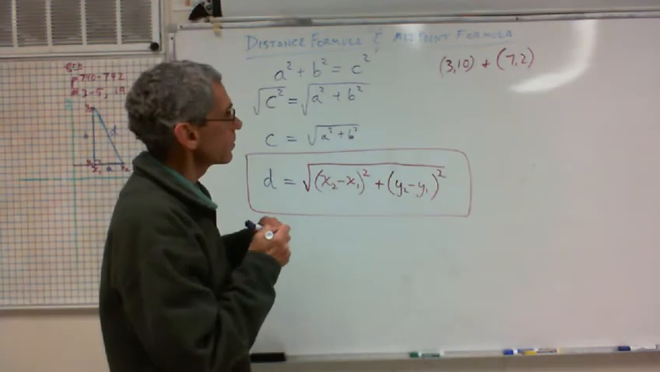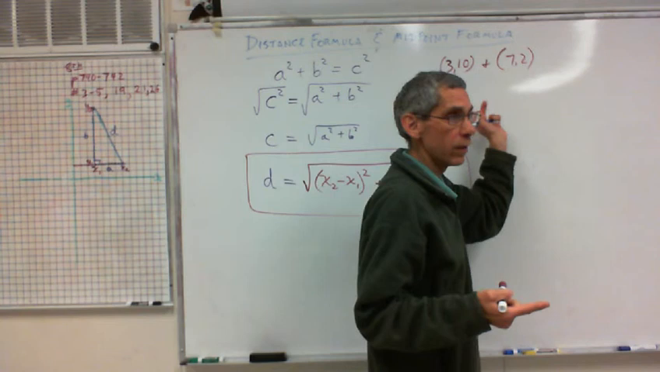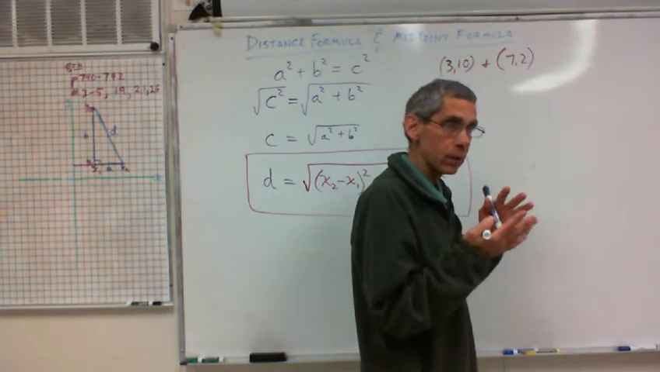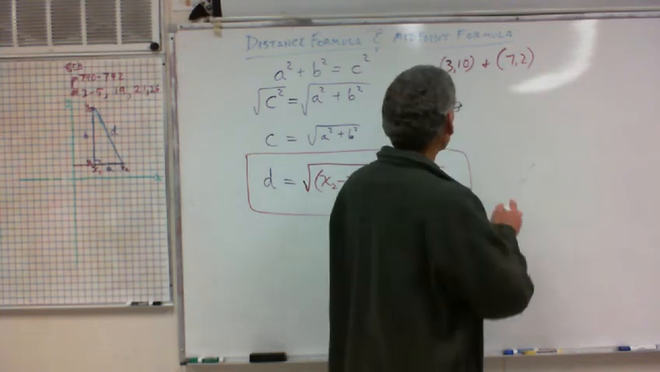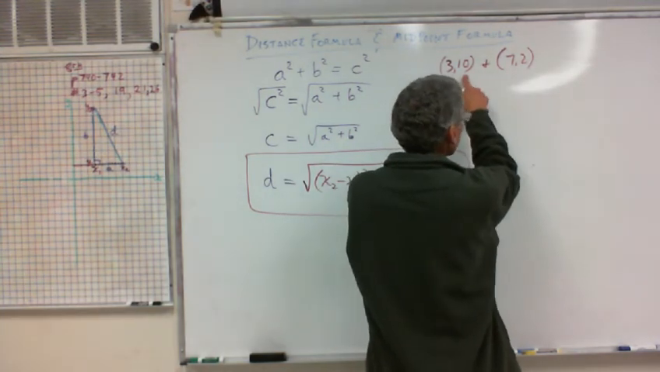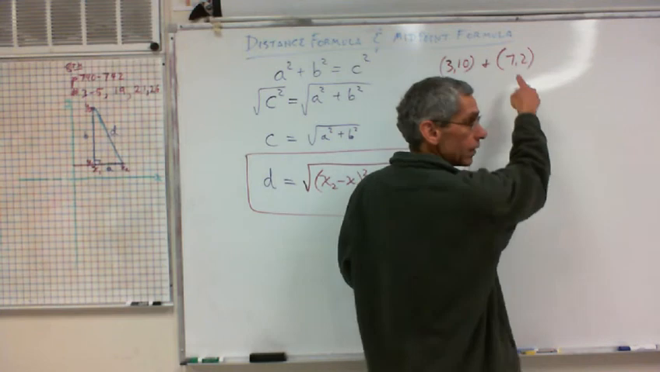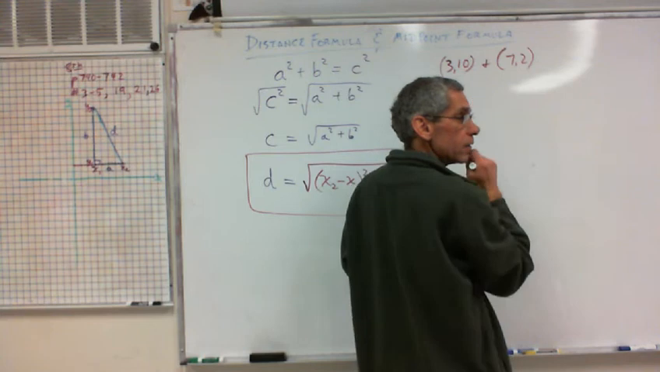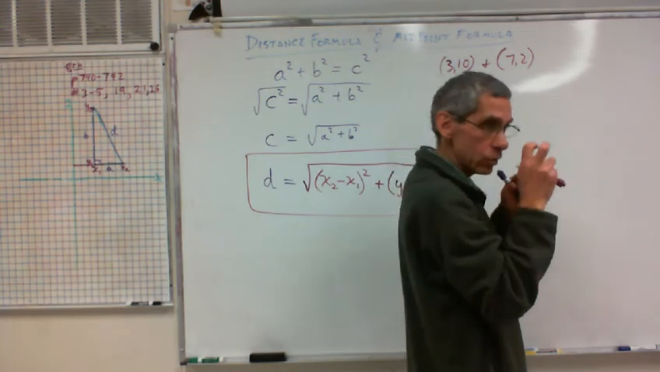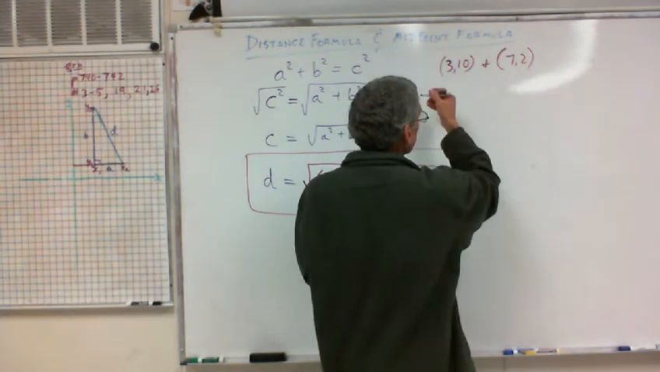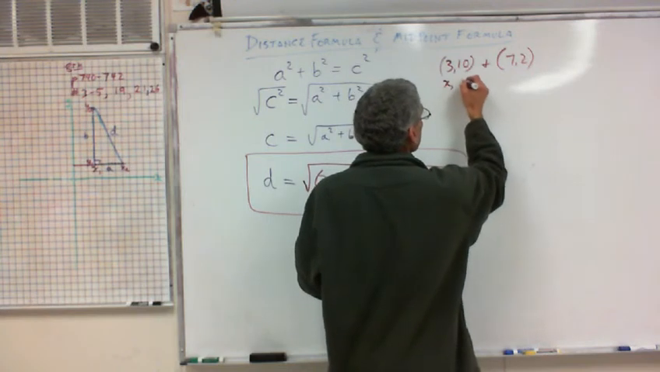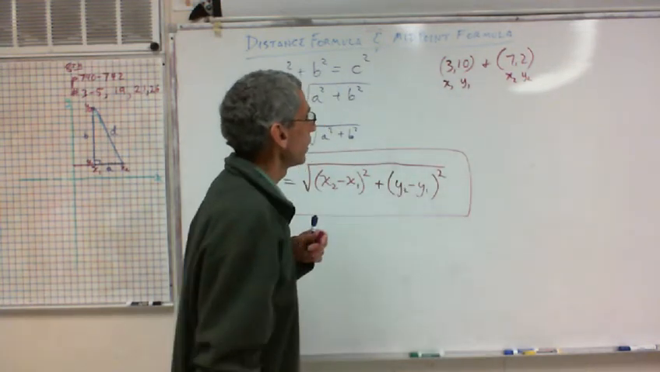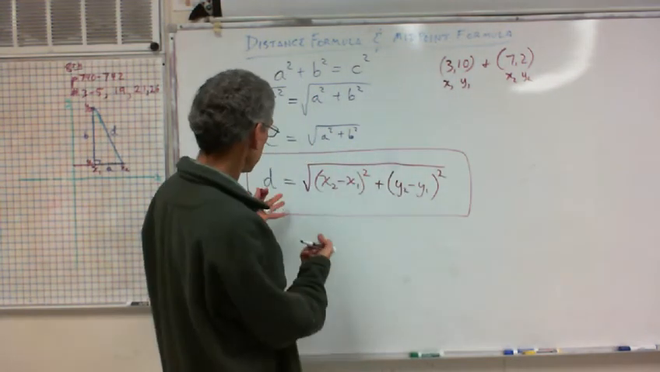It doesn't matter which one is my x1, y1 and which one is my x2, y2. I can make this x1, y1 and this x2, y2, or the other way around, but they have to stay together. The ones are together and the twos are together. Since it's easy, I'm going to say this is my x1, this is my y1, this is my x2, and this is my y2. So I just plug it into my formula.